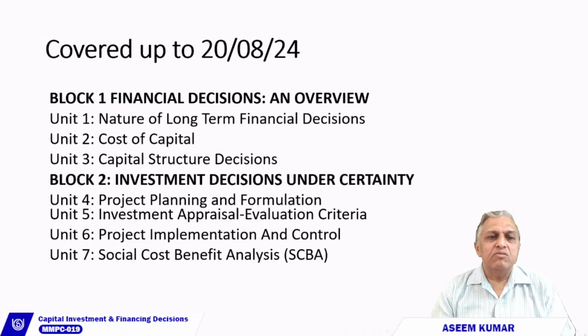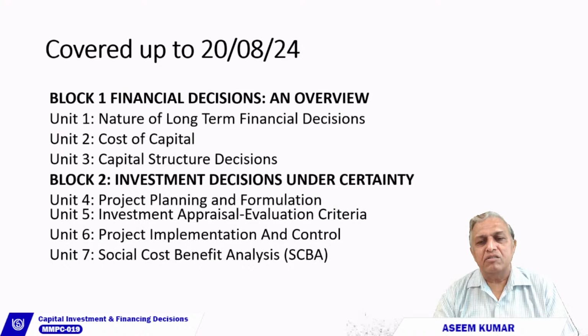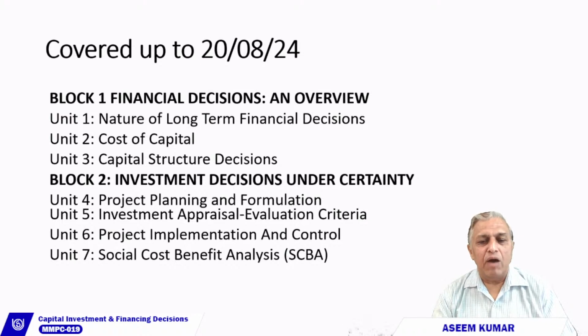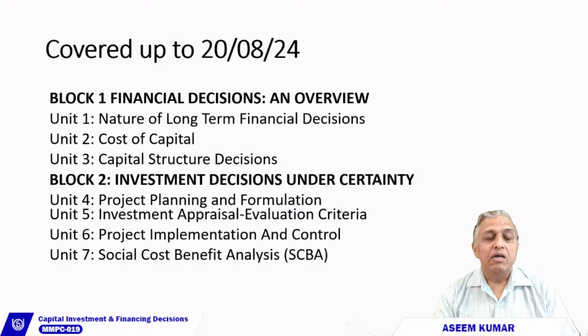Friends, up to 20th of August, we have covered Block 1 on the title Financial Decisions and Overview. Under this block, we have covered Unit 1, Nature of Long-Term Financial Decisions, Unit 2, Cost of Capital, Unit 3, Capital Structure Decisions. We have covered Block 2 as well, the subject of investment decision under certainty. Then we covered Unit 4 project planning and formulation, Unit 5 investment appraisal and evaluation criteria, Unit 6 project implementation and control, and finally Unit 7, social cost benefit analysis, SCBA.